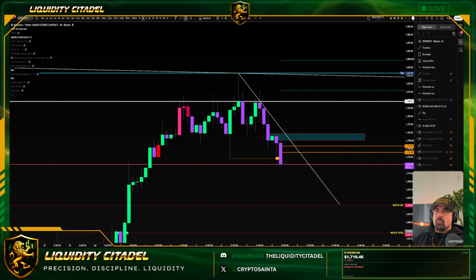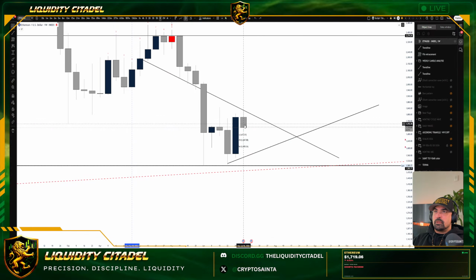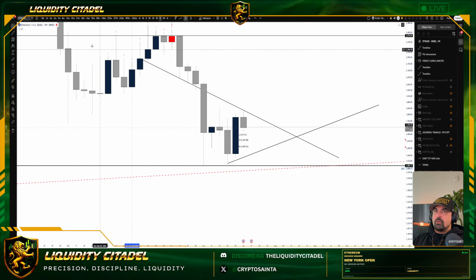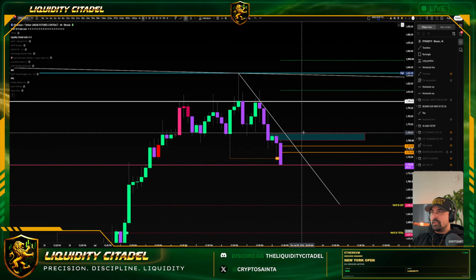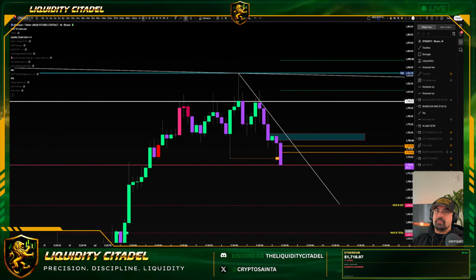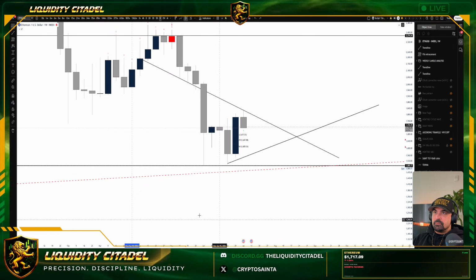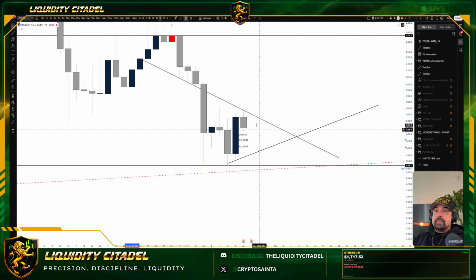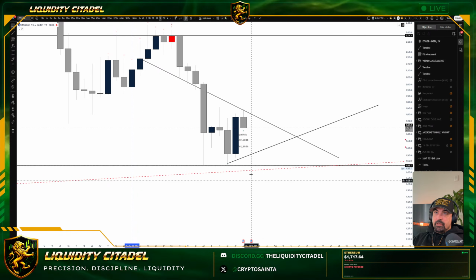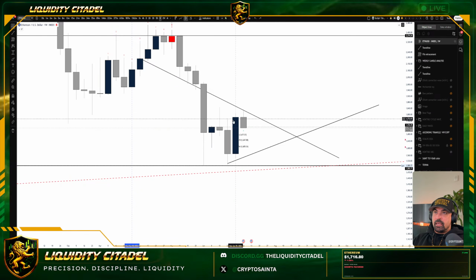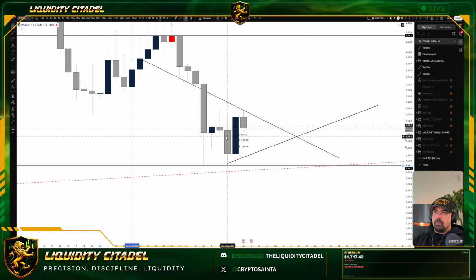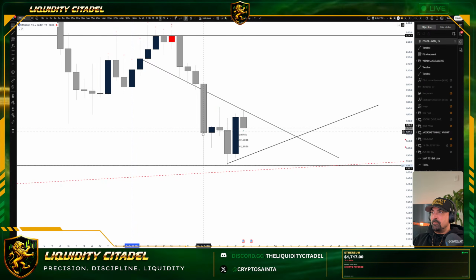Actually, let's look at that weekly real quick. What did I say? 1750s, right? 1760-ish, whatever. Okay. Then there's the one, right? Because this initially was an 8, but it reclaimed. What was it? 1, 2, 3, 4. It reclaimed this level, which was 1694.